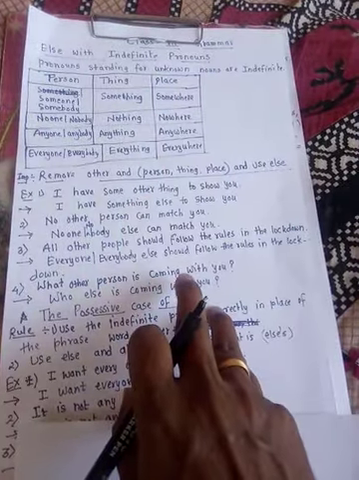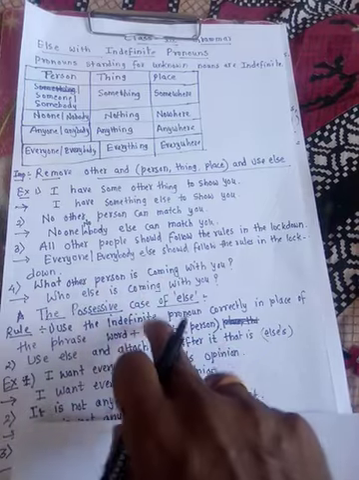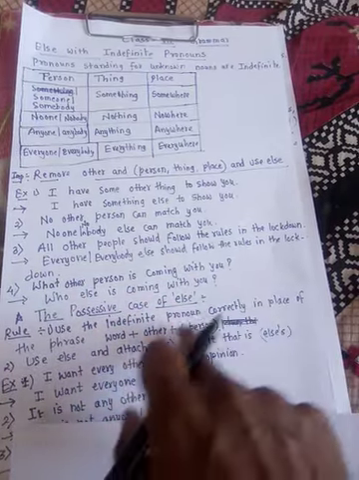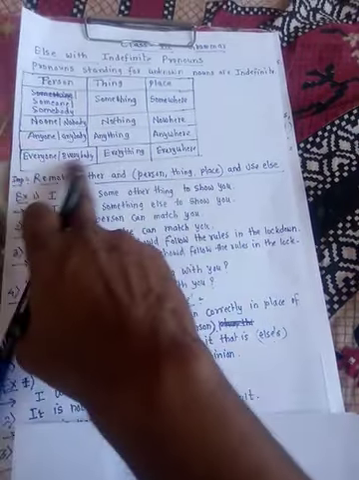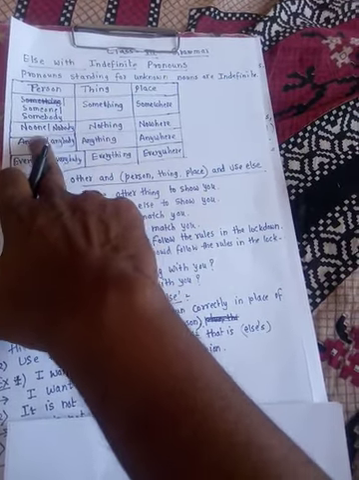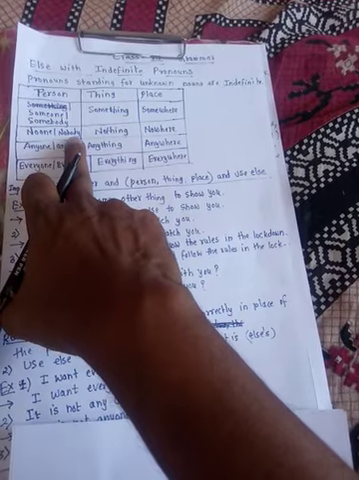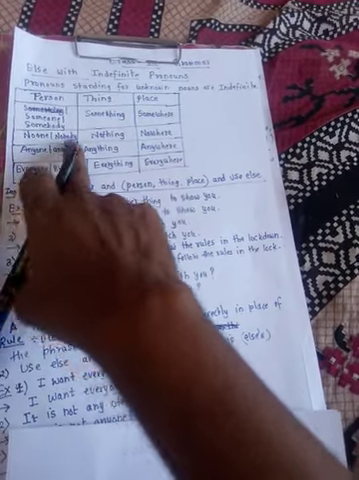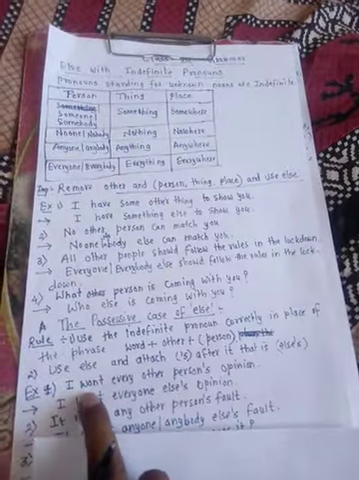Suppose if it is all other people or all other persons, then correct word is everyone, everybody. If it is no other person, then no one or nobody. If it is some other person, then someone or somebody. So look at the first sentence.